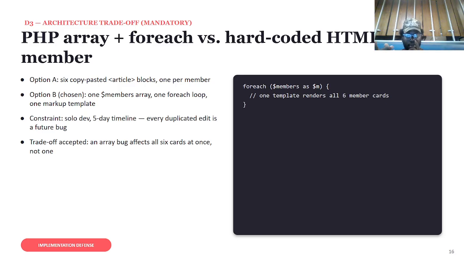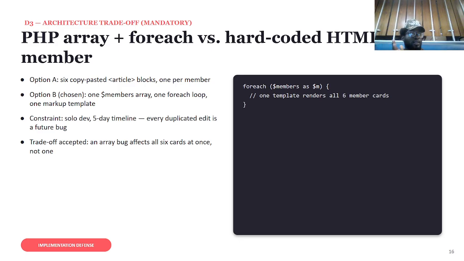and this data appearing in three different places, the home page, the full gallery, and the lightbox, hard-coded HTML meant any change to the card layout had to be repeated correctly in 18 different places, 6 members times 3 locations. I went with the array and foreach. The trade-off I accepted going that route: if there's a bug in the template logic, it now affects all 6 members simultaneously instead of just one broken card. So I'm trading isolated failure for consistency and dramatically less duplicated code to maintain.